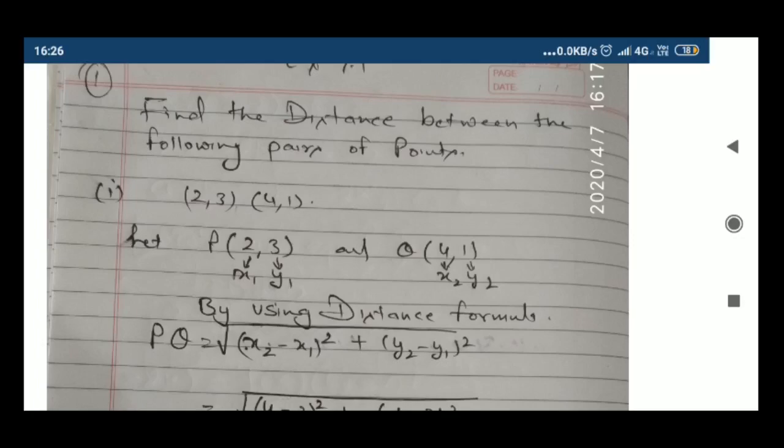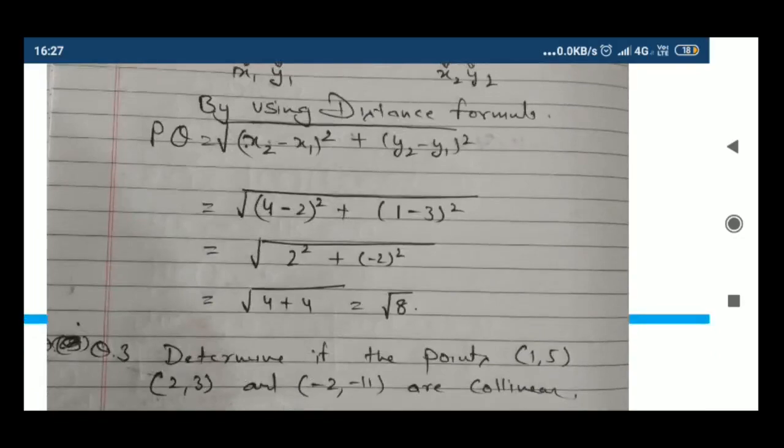So PQ is equal to under root (x2 minus x1) whole square plus (y2 minus y1) whole square. Substitute the values of the coordinates of P and Q. After substitution, you will see (4 minus 2) whole square plus (1 minus 3) whole square under the square root. After simplification, you will see under root 2 square plus (minus 2) whole square. After solving, the value of PQ is equal to under root 8. So we can say here the distance between P and Q is under root 8.